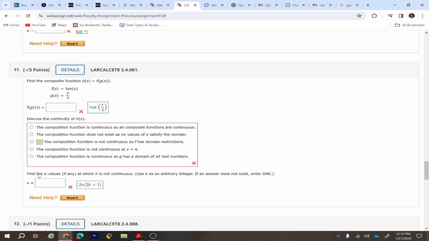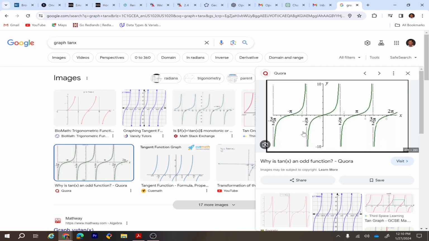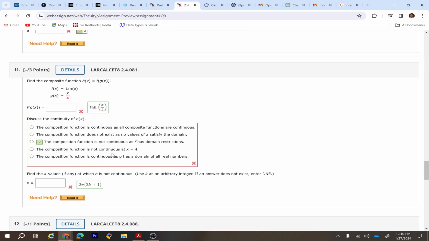Okay. Find the x values, if any, at which h, which is this function, is not continuous. So what is the domain of tan of x over 4? These are the points where tan of x over 4 is not continuous, and that can be found from the domain of the tangent function. Hopefully you understood that. Otherwise, go to trigonometry and find the domain of tan x, replace x by x over 4 and solve for x, and that is how you're going to get this answer.